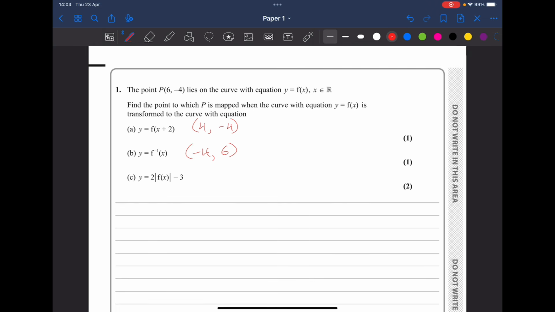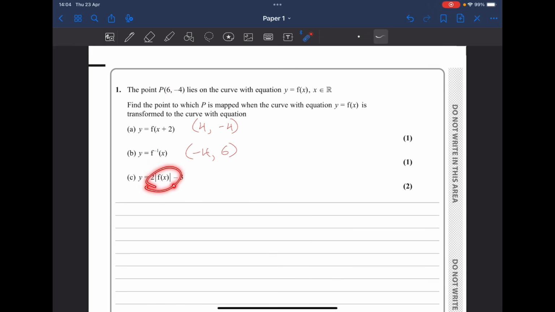And this should make sense when you think about what we want from the inverse. We would put the output in there, and it's going to give us the input. So everything should be the other way around. For this one, let's think what's going on. f of x was -4.